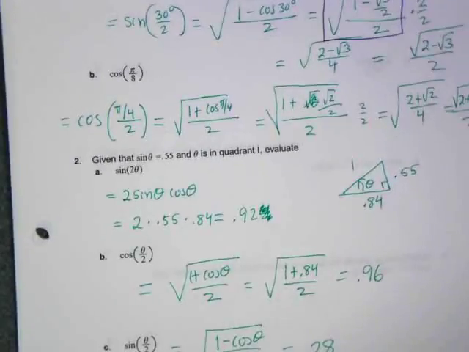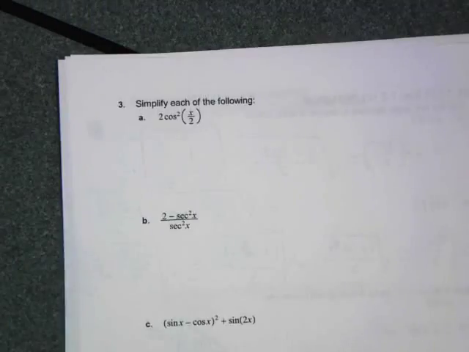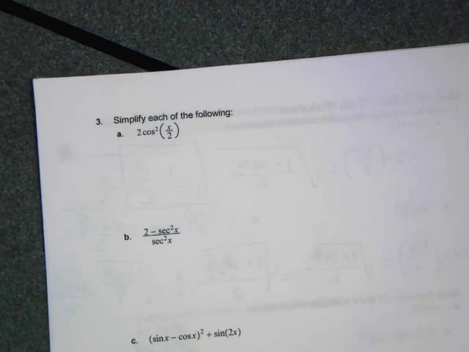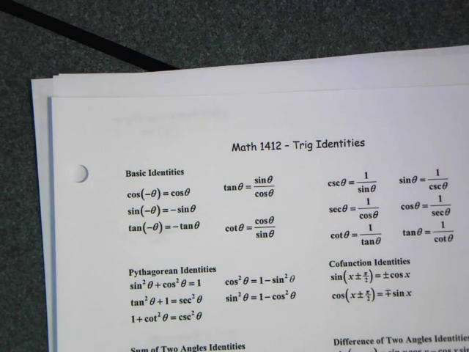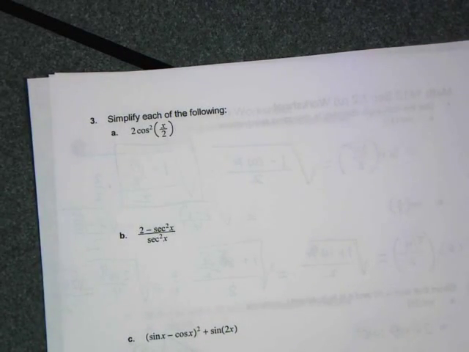All right then, flipping to the backside. Simplify each of the following. Any thoughts on what to do with part A? Well, I don't know. We got lots of identities we can use. A whole big list of them here. Any thoughts on which one we might want to use? The half identity. Why are you thinking you want to use the half identity? Because it's got an x over 2, doesn't it? It's got a half angle. All right, that makes sense to me.